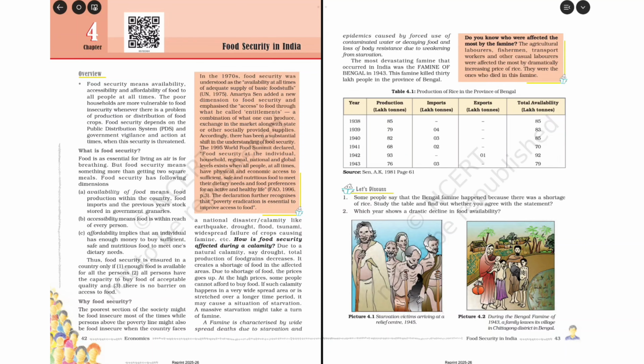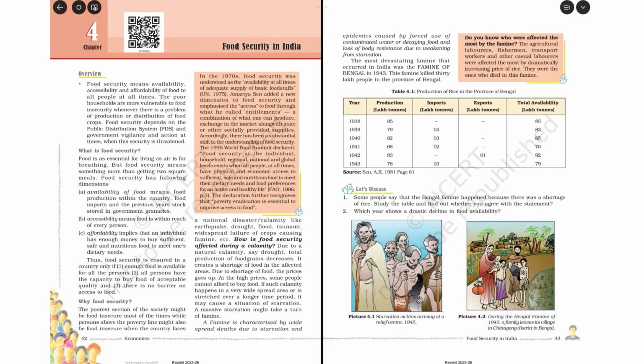Quote, "Food is as essential for living as air is for breathing. But food security means something more than getting 2 square meals. Food security has following dimensions. A, availability of food means food production within the country, food imports, and the previous year's stock stored in government granaries. B, accessibility means food is within reach of every person. C, affordability implies that an individual has enough money to buy sufficient, safe, and nutritious food to meet one's dietary needs. Thus, food security is ensured in a country only if, one, enough food is available for all the persons; two, all persons have the capacity to buy food of acceptable quality; and three, there is no barrier on access to food." End quote.